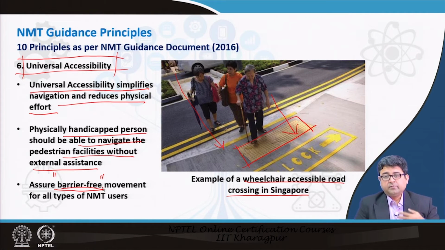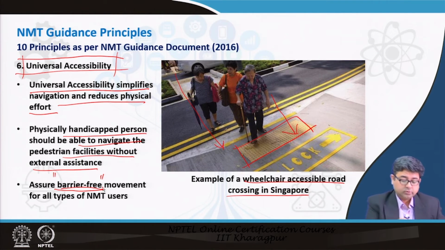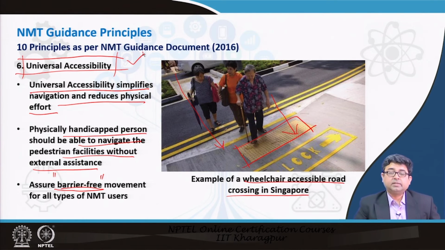Similarly, when you are on a sidewalk, you have to have ramps at the intersections, so that people can easily go up and down the sidewalk at the intersections and not have to jump on top of it or off of it, right. Usually people can easily go down the ramps or slopes. So, universal accessibility is something that is very, very essential in case of non-motorized transport infrastructure design.